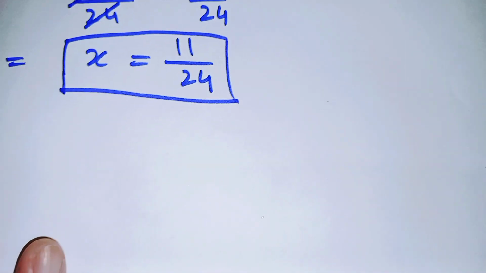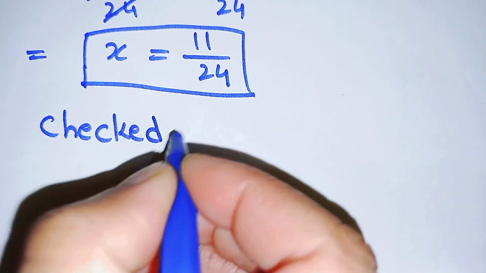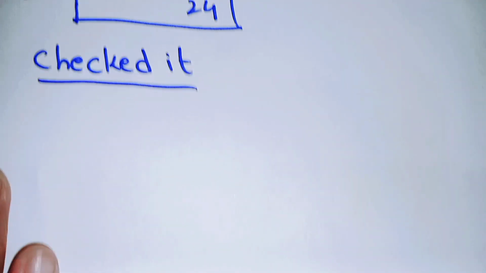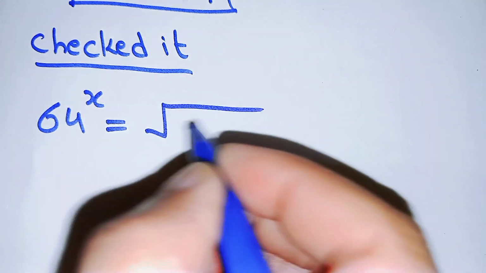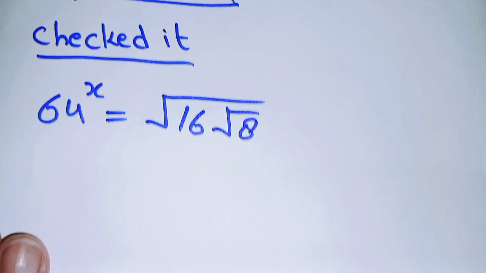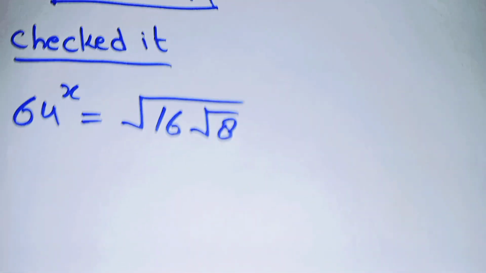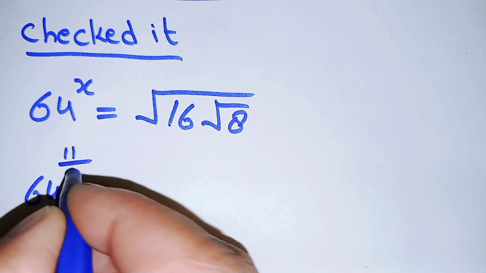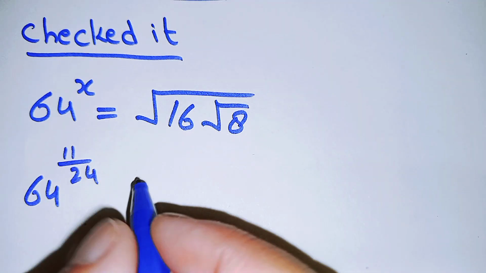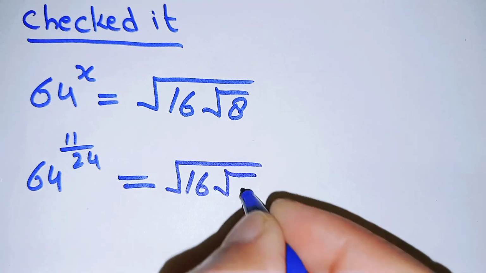Now let us check this question. The question is 64^x = √16 · √8, and we put the value of x, which is 11/24. So 64^(11/24) = √16 · √8.